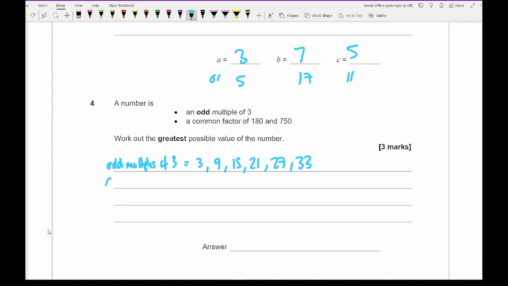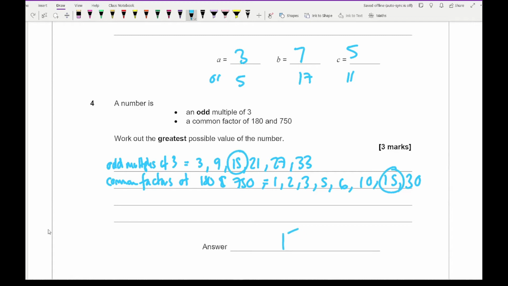And then if we're looking at the common factors of 180 and 750, the common factors we could have are 1, 2, 3, 5, 6, 10, 15 and 30. So in terms of this, which number appears in both? Well, it's going to be 15, so the answer is 15.